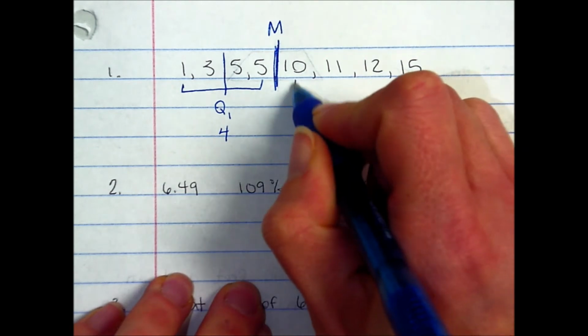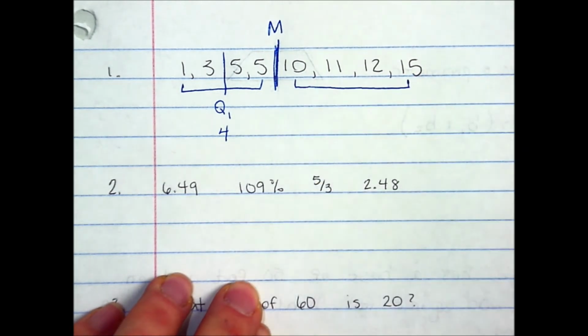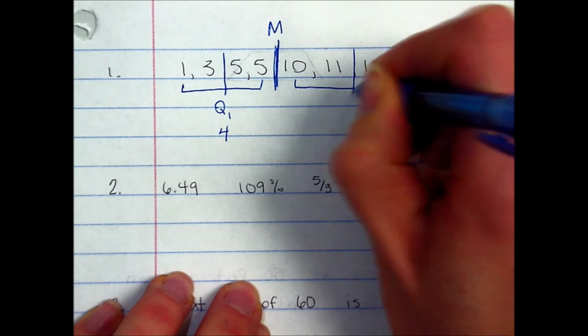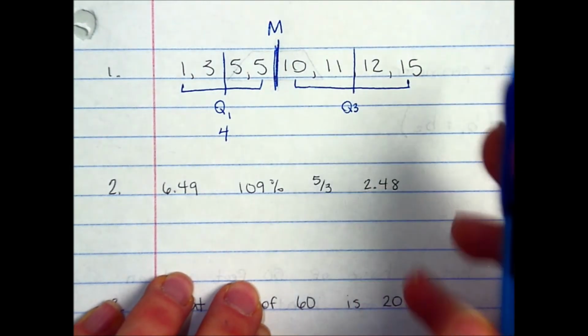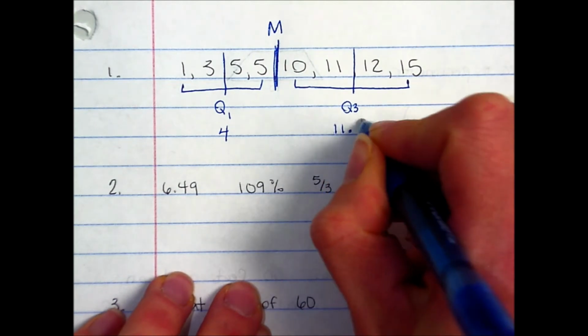And for the second half, we'll look at these 4 numbers. The middle will be here. So quartile 3 is halfway between 11 and 12. So quartile 3 is 11 and a half.